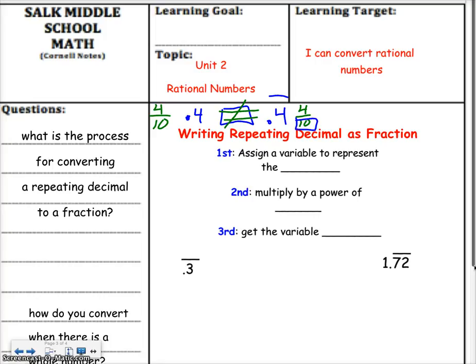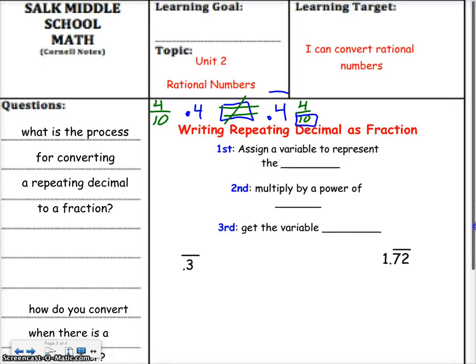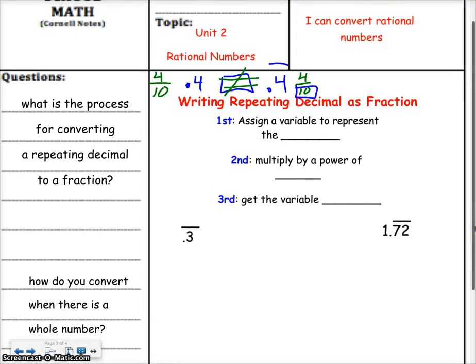Alright, so this is very, very fancy. Some of you are going to understand it, some of you are going to be really lost. You just quietly watch me. I'm going to be doing some advanced algebra here, and you're going to look for a pattern as I'm doing this, okay? So here's how we write a repeating decimal as a fraction. The first thing you want to do is assign a variable to represent the pattern.